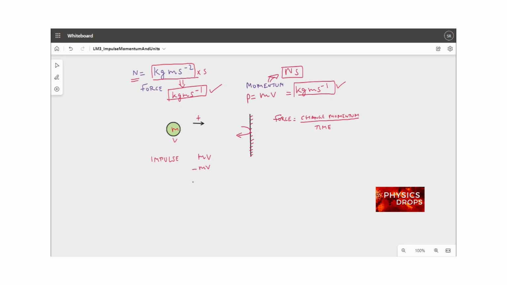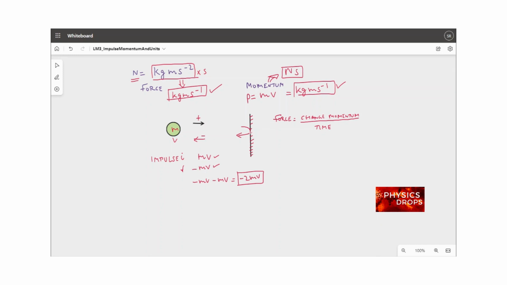So what is the change in momentum here? Final momentum, which is this, minus the initial momentum, which is this: minus mv minus mv. This is initial and this is final. So minus 2 mv, which means it's twice the momentum initially, but in the opposite direction. This is the negative direction. So it's a huge change in momentum, which is caused in an instant.